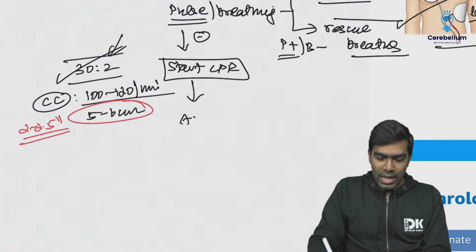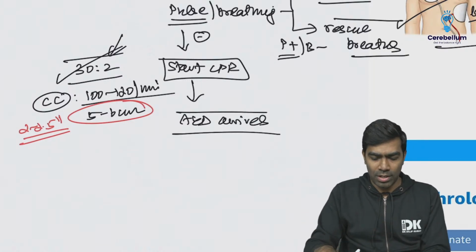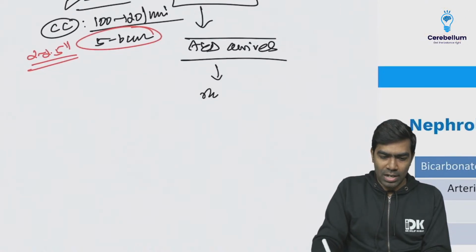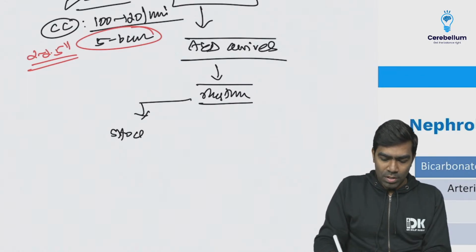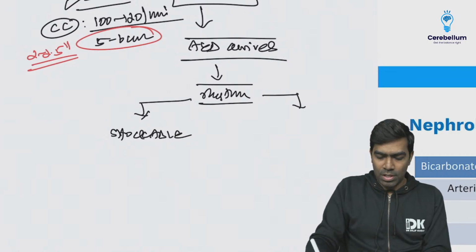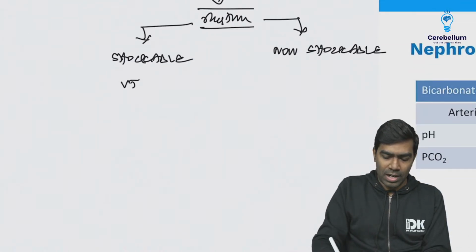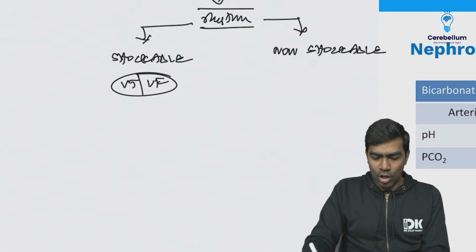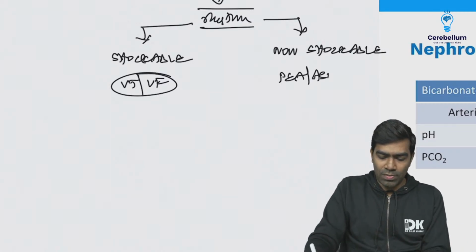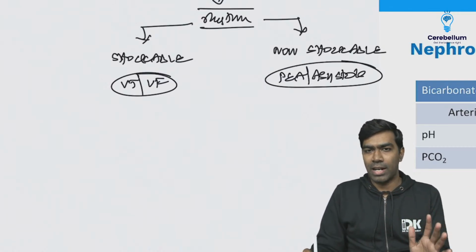Now let us assume the AED arrives at the scene. The emergency crew arrives or somebody is bringing an automatic external defibrillator to the scene. Once the AED arrives, follow the instructions and identify what rhythm is going on. The rhythm can be shockable or non-shockable. Shockable rhythms are pulseless ventricular tachycardia and ventricular fibrillation: VT and VF without a pulse. Non-shockable are pulseless electrical activity and asystole. Asystole means flatline. PEA means anything apart from VT, VF.